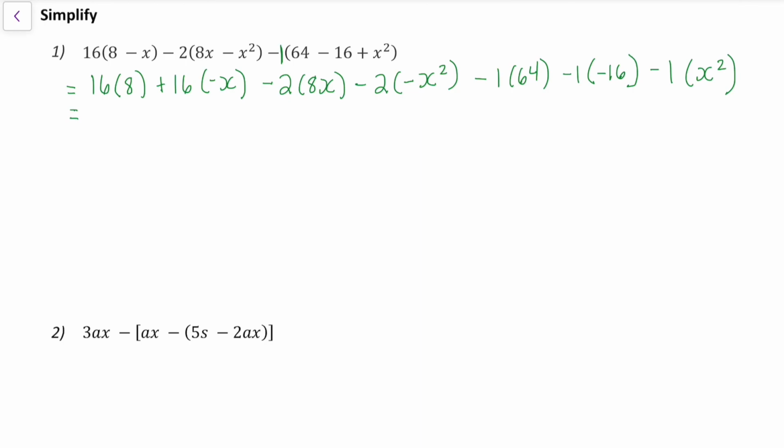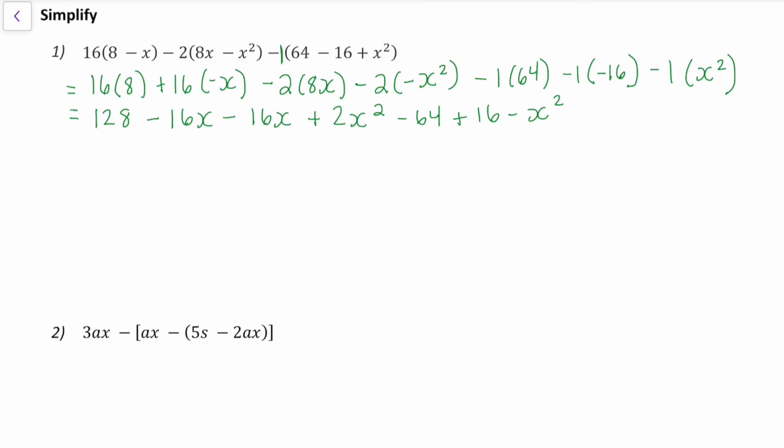So 16 times 8 is 128. We have a minus 16x here. So I have negative 2 times 8 is negative 16x. And then negative 2 times negative x squared is a plus 2x squared. And then we have a minus 64 plus 16 minus x squared. So I've solved each of those multiplications. So my brackets have all been expanded, and now I want to try and collect some like terms.